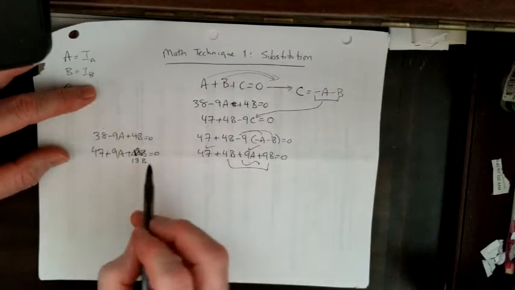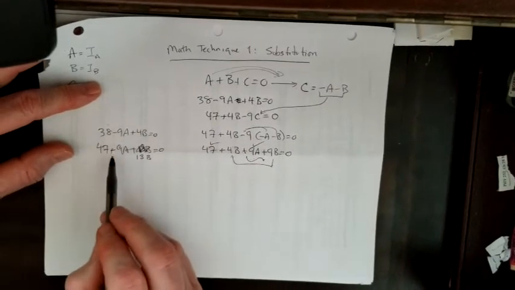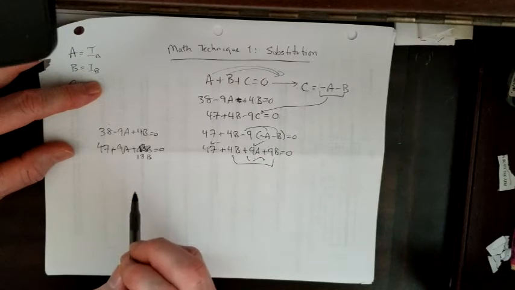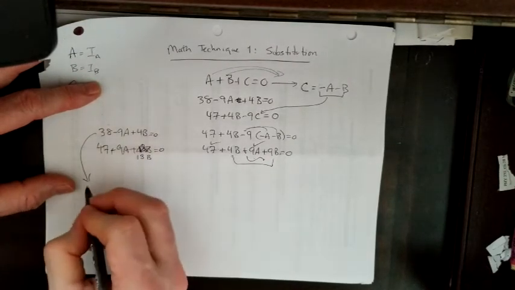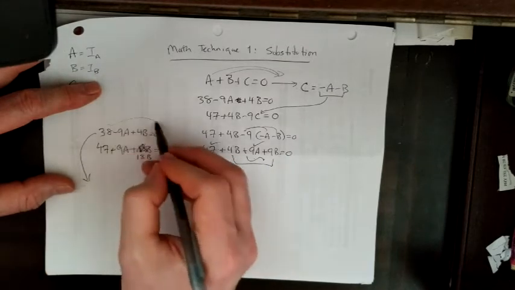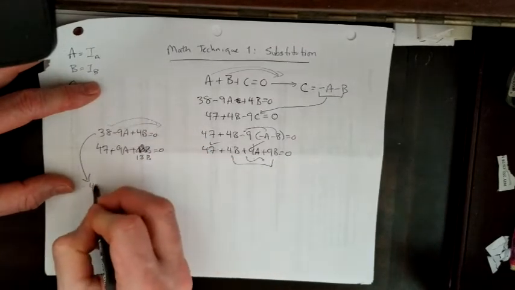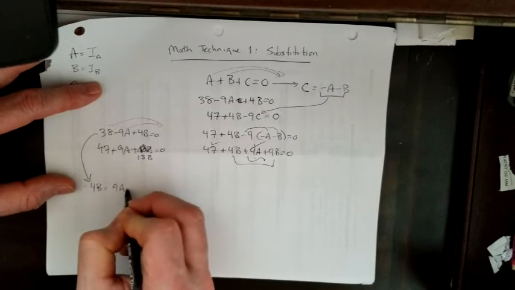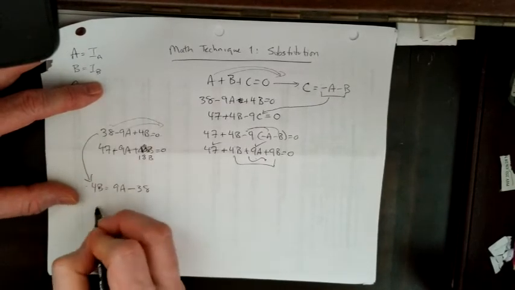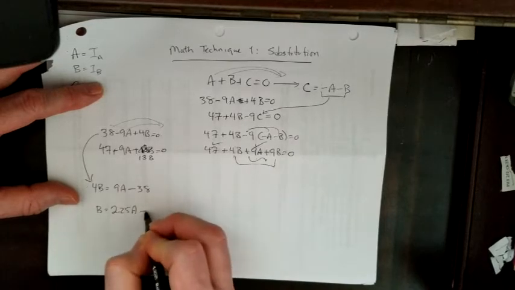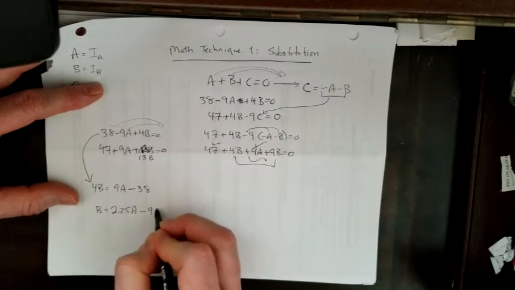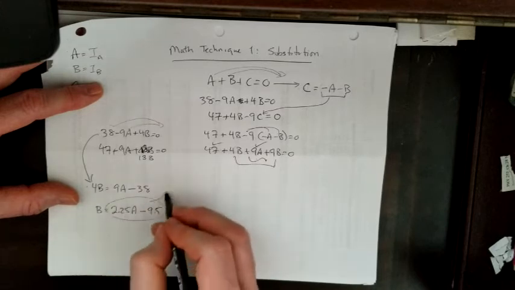So now I need to solve for either A or B from one of the equations and plug into the other. And so what I'm going to do is solve for B here. So I get these to the other side. 4B is equal to 9A minus 38. B becomes 2.25A minus 9.5. I now substitute that in for here.